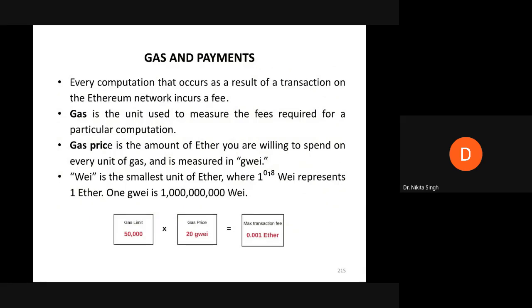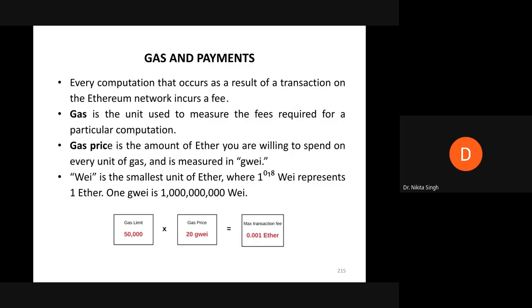The thing to remember here is nothing on Ethereum is free. If you want to get your transaction executed, or your smart contract executed, you will have to make a fee payment to the miners of that network, the network being the Ethereum network.